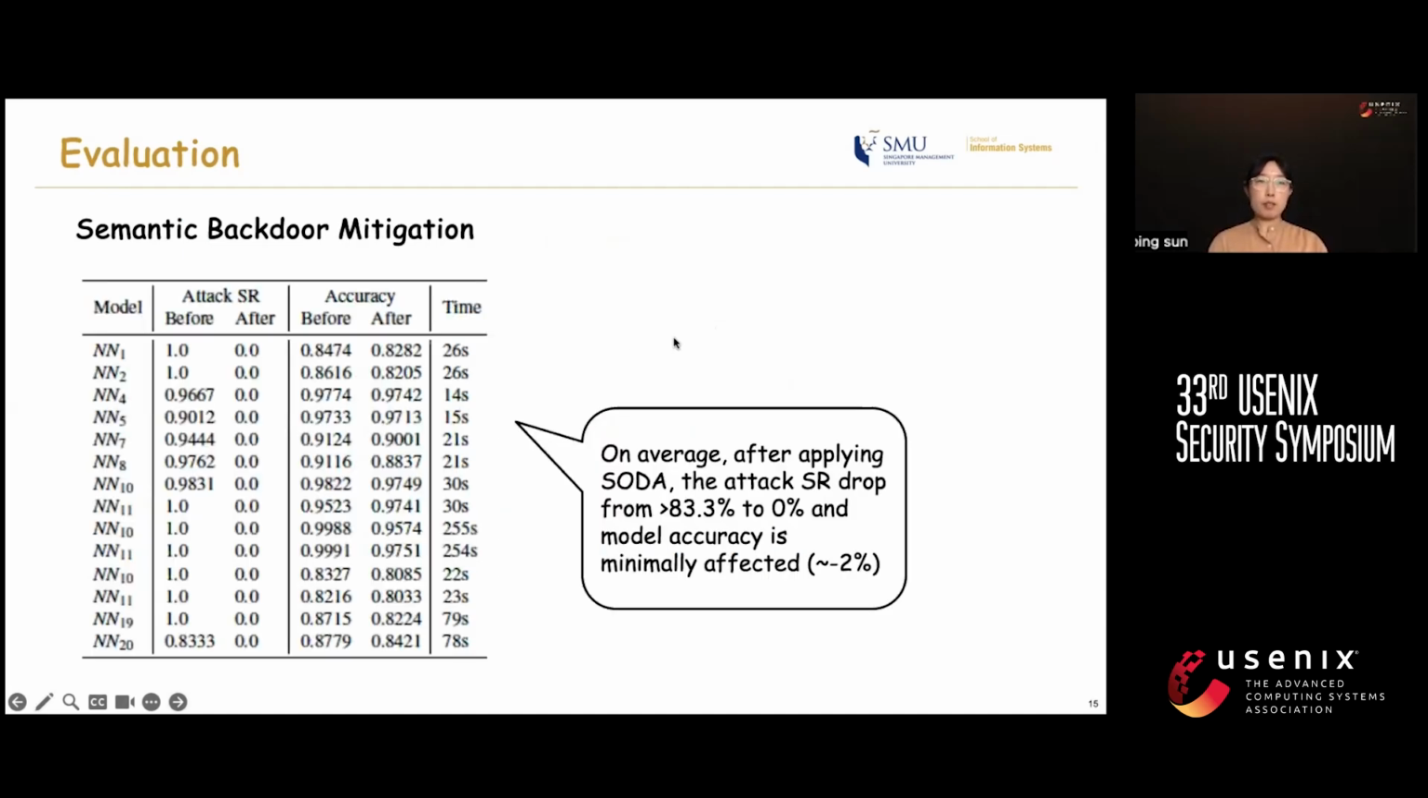Next, we are going to evaluate the mitigation performance. Here we apply SODA on all the affected or attacked models. We report the change in attack success rate before and after applying SODA, and also the change in model accuracy. As we can see from this table, on average, after applying SODA, the attack success rate dropped from greater than 80% down to 0%, and the model accuracy is minimally affected, where on average it reduced by around 2% only.